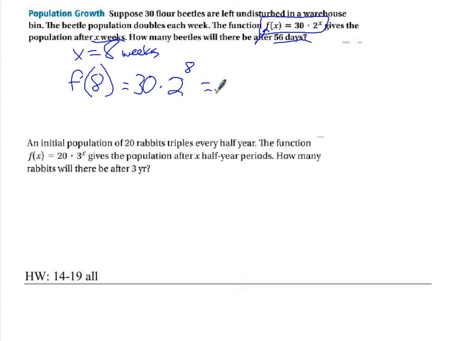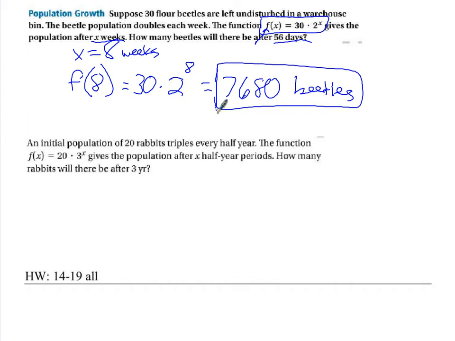And then I'm probably going to plug that all into my calculator, because I have no idea what 2 to the 8th power is, even though I could figure it out by hand. What is it? 7,680 beetles. Is that a lot of beetles? That's a lot of beetles. Some of them may have died after 8 weeks, but they're probably pretty happy. So that's the answer, 7,680 beetles.